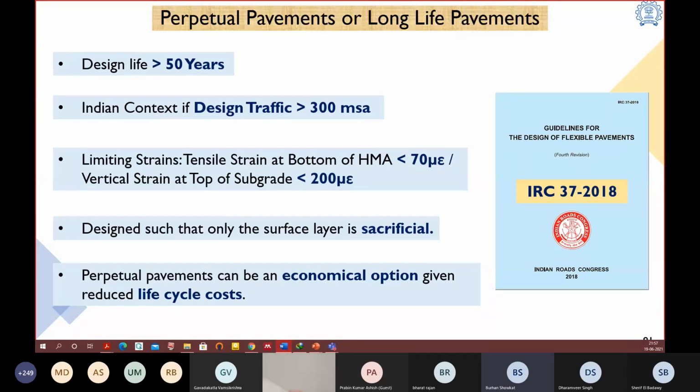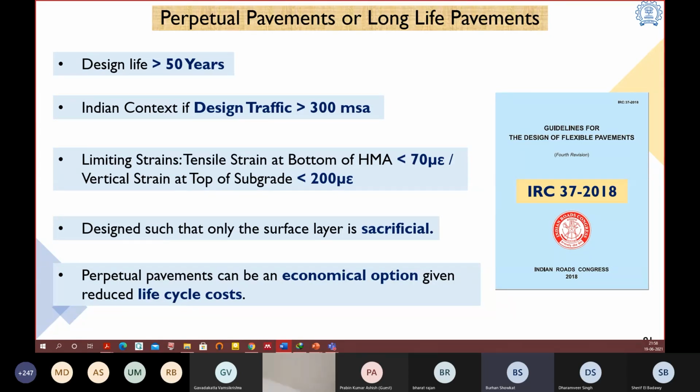The horizontal tensile strain at the bottom of the bituminous layer has to be less than 70 microstrains, and the vertical compressive strain at the top of subgrade has to be less than 200 microstrain. If these two criteria are satisfied, it would mean theoretically that the pavement is not going to fail. Therefore, this is the basis for the design of perpetual pavements. The perpetual pavement is designed in such a way that only the surface layer is sacrificial, which is to be scrapped and replaced with a new layer from time to time.